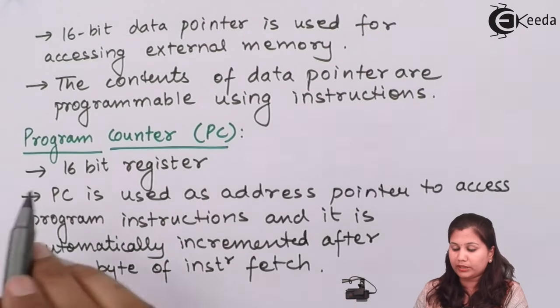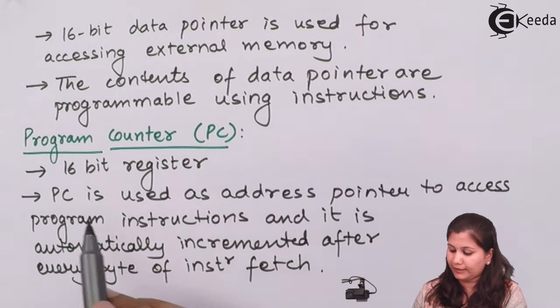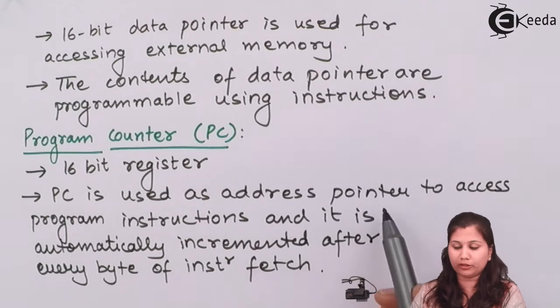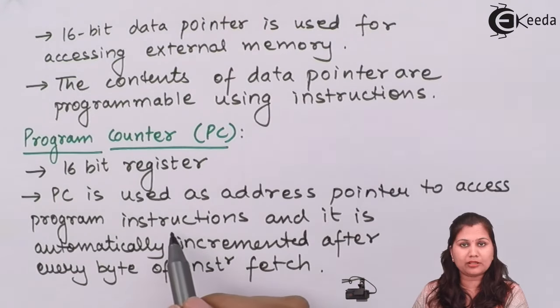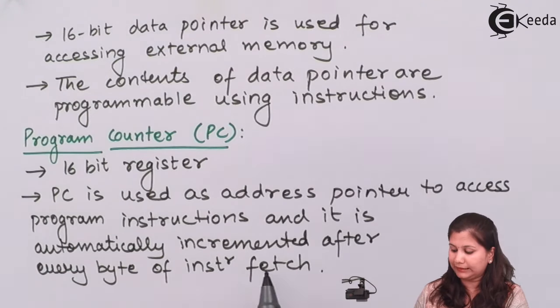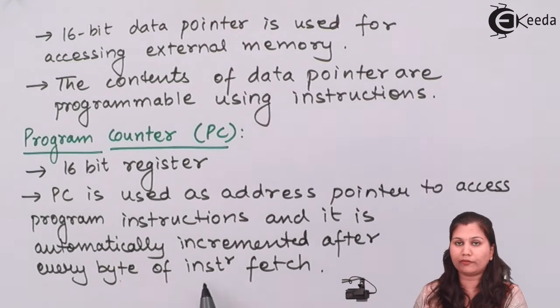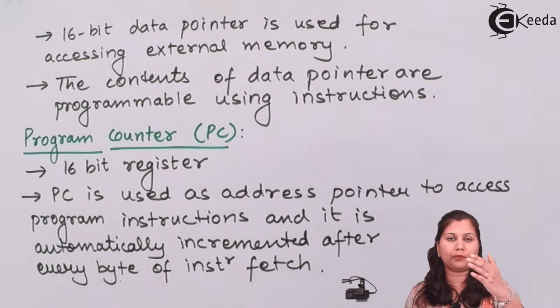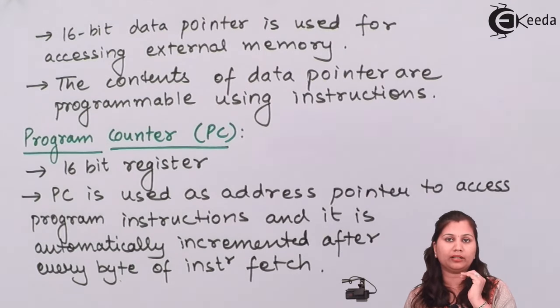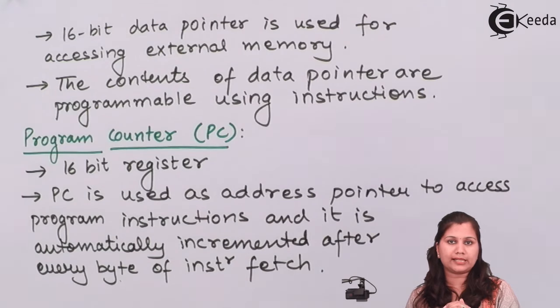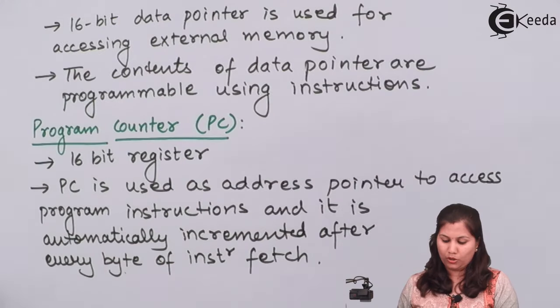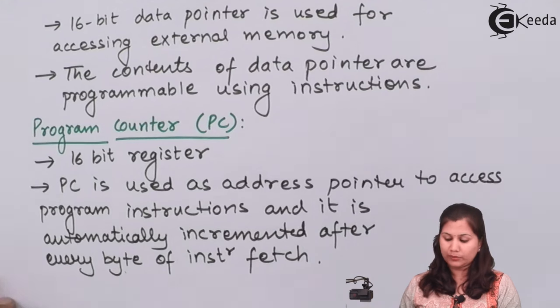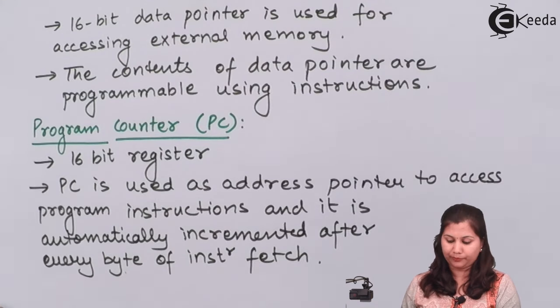So the program counter is a 16-bit register and it is used as the address pointer to access the program instructions, and it is automatically incremented after every byte of instruction fetch. So whenever an instruction is fetched, the program counter will be automatically incremented and it will point towards the next instruction. So this was the program counter, which is a 16-bit register.